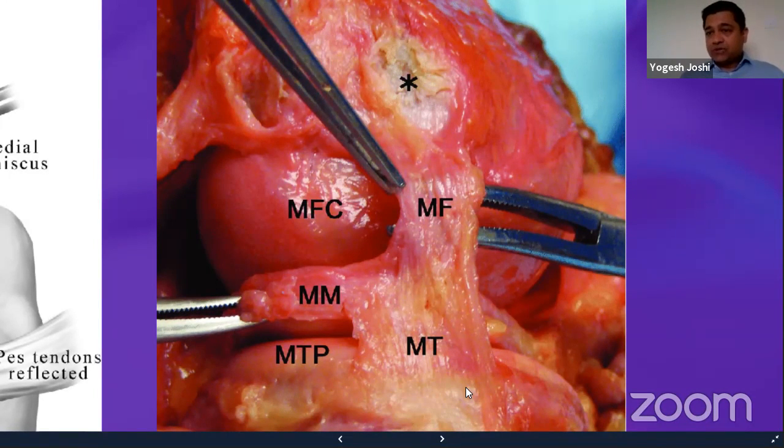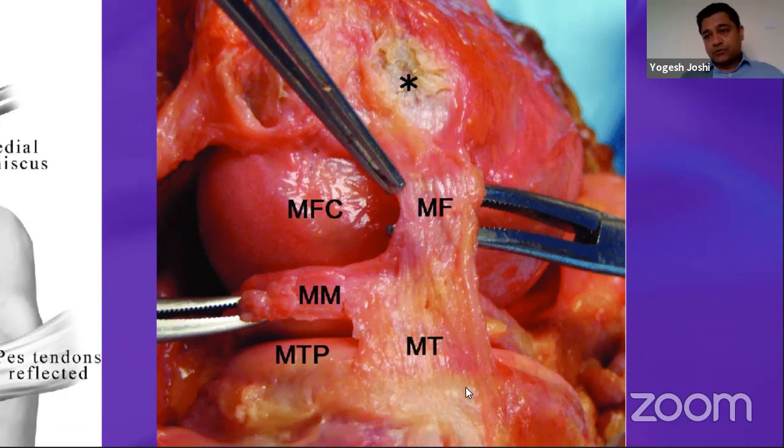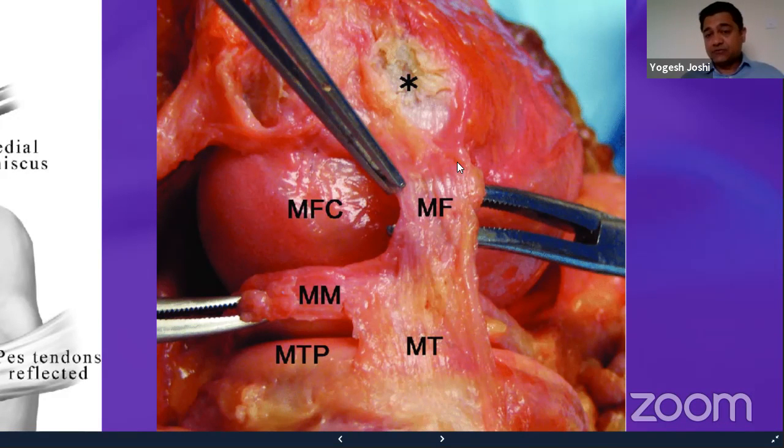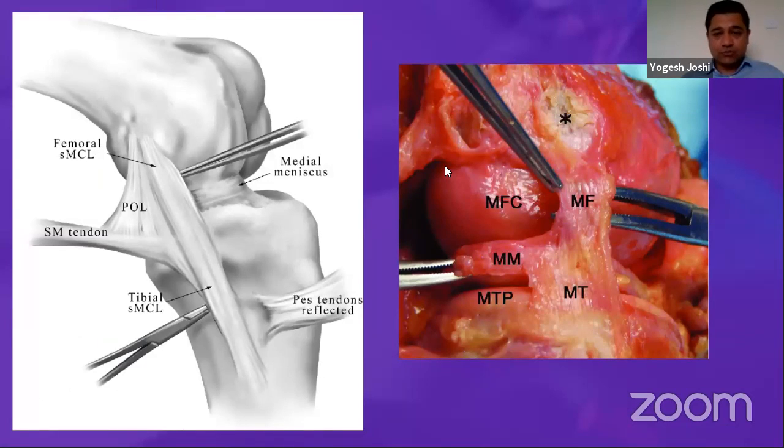If these components are disrupted, and if you are going to reattach it during acute repair, you may have to put some anchors where these fibers are attached down here. And that's the reason we need to know the anatomy of the superficial and deep MCL.